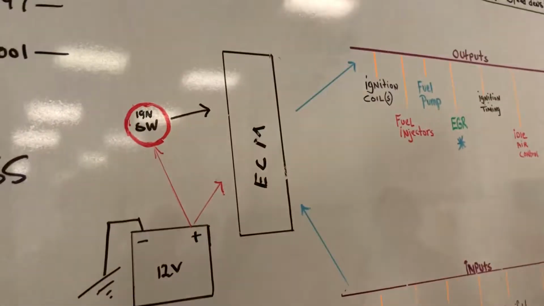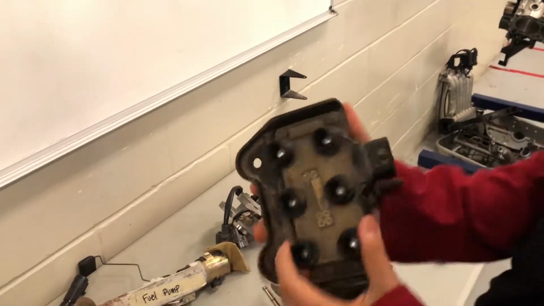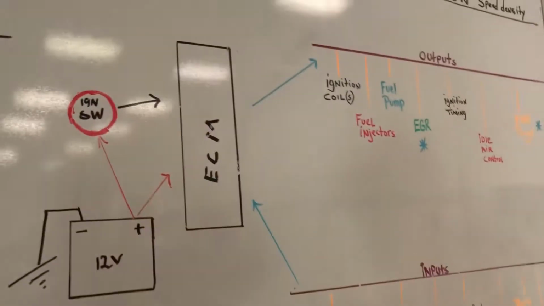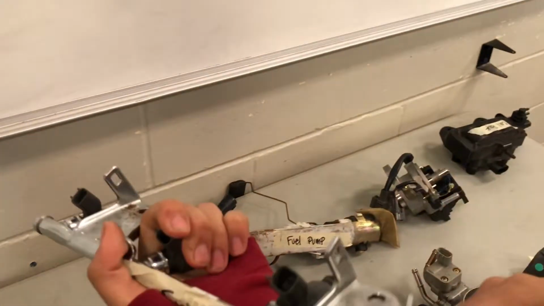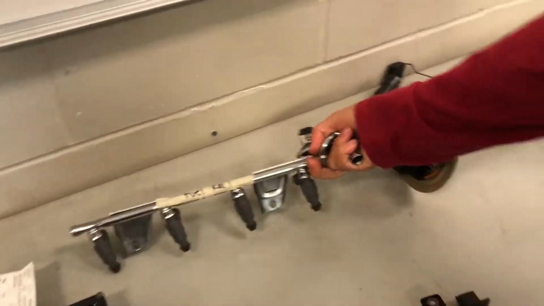And then the ECM over here, it's like the motherboard, it decides what to output, which is the ignition coils, which come from this coil pack, and this engine came with 6. And then it tells these fuel injectors to pump out fuel. And then we've got the fuel pressure regulator with the fuel rail. This regulates how much fuel should go through this rail, and then it comes out as a vapor.